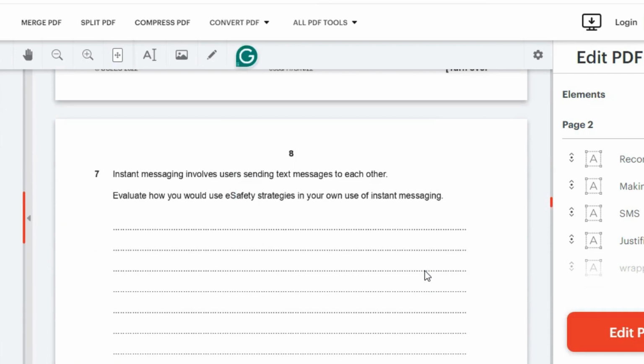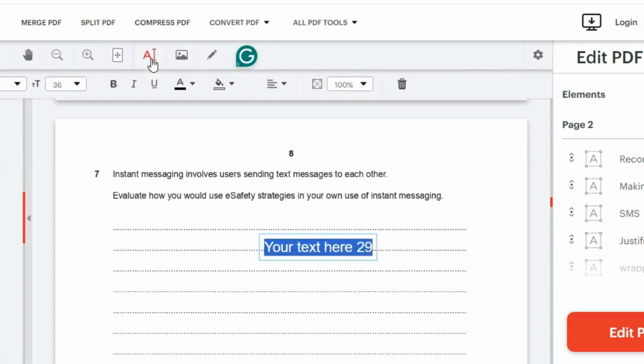Instant messaging involves users sending text messages to each other. Evaluate how you will use e-safety strategies in your own use of instant messaging. So how do we use e-safety strategies when using instant messaging?